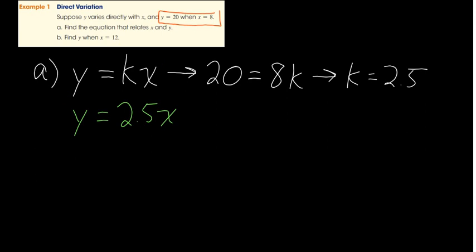Okay, and of course B, so B reads, find y when x is equal to 12. That's going to be super easy, right? y is equal to, and again, we have the 2.5, and we're given what x is, and x is 12.